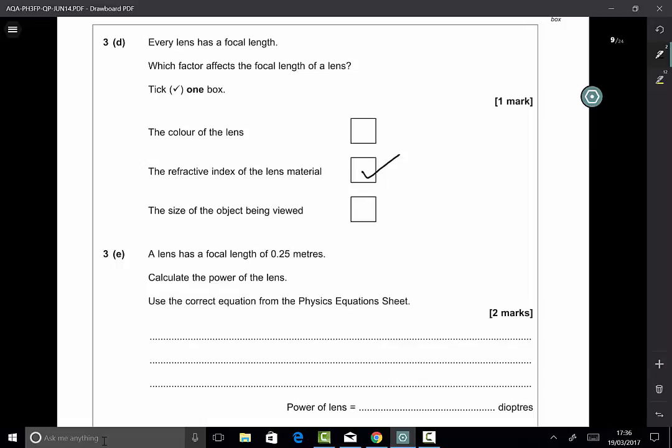Okay, a lens has a focal length of 0.25 meters. Calculate the power of the lens. So the equation we need is P equals 1 over F. We get that off the equation sheet. So 1 divided by 0.25, put that into the calculator. Gives me an answer of 4 dioptres.